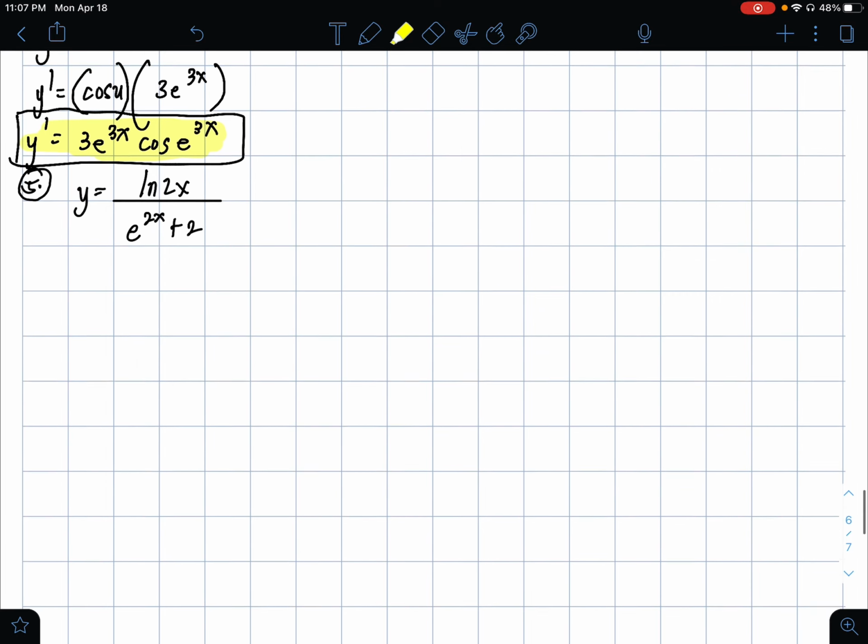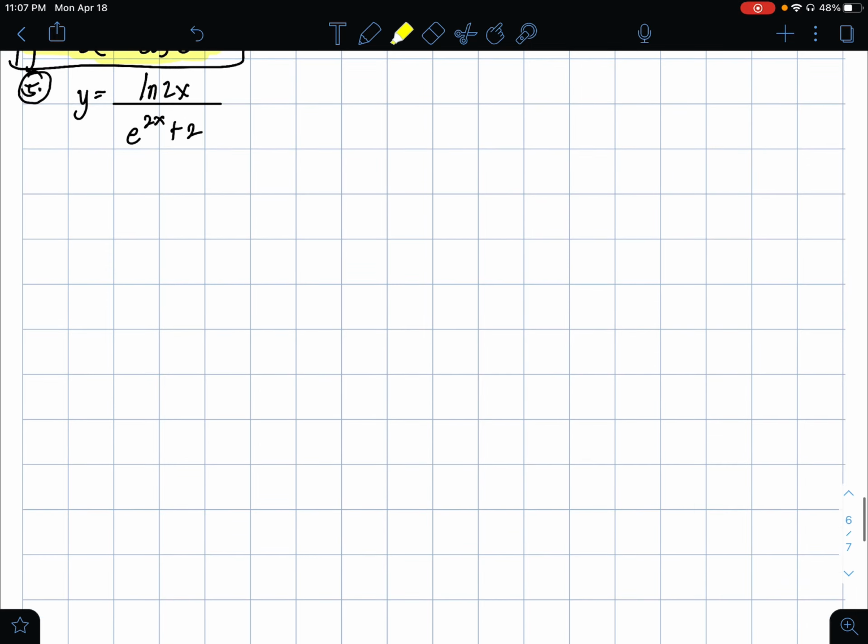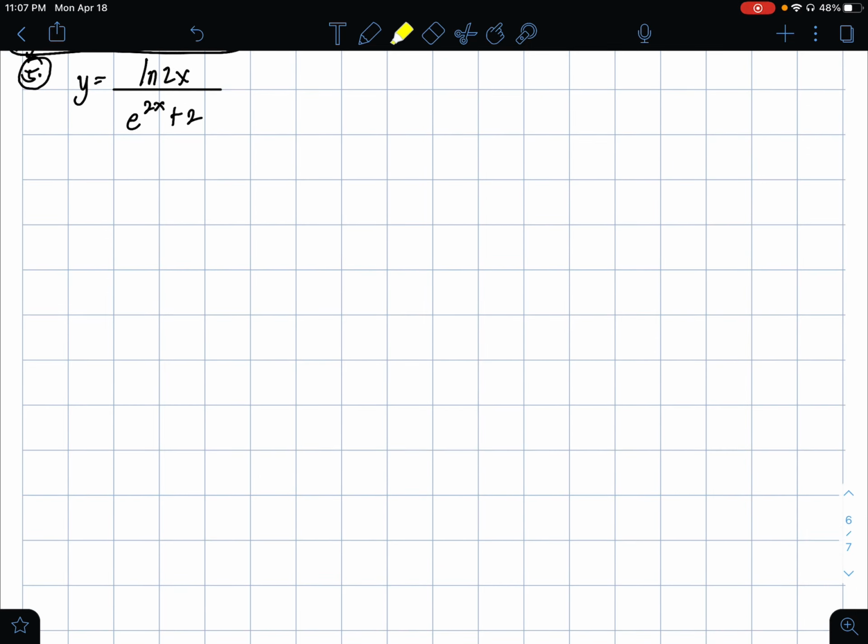Alright, now let's go with the last example for tonight's video. So y is equal to ln of 2x over e2x plus 2. So kanisha class is just another example of what? Of the quotient rule or the quotient formula.